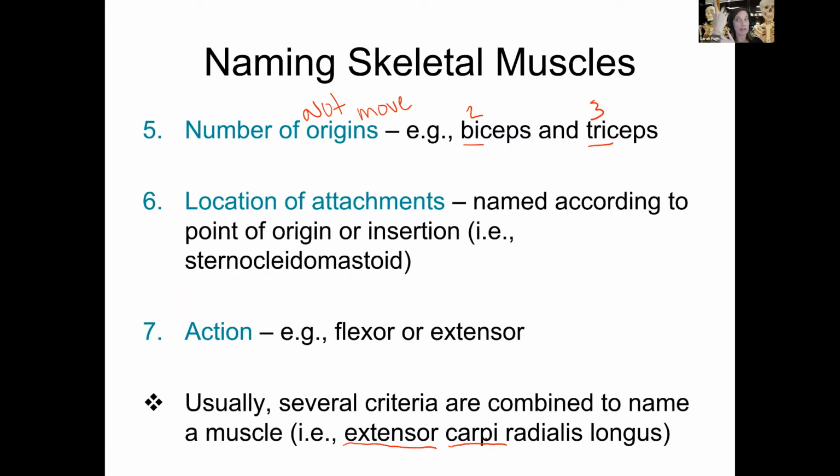Radialis, okay? Now we know it's running by the radius. Okay, now remember the radius is always on the side closest to your thumb. So now we know we're looking for a muscle that's over in this area, running over by your thumb. And we also know we are looking for a muscle that is nice and long. So just based on the name, we should be able to get a really good location on where that muscle is. So use this as you're doing your lab this week. Pay attention to the names of these muscles.